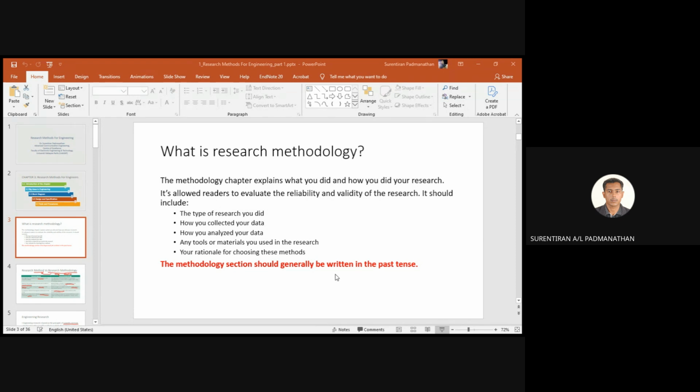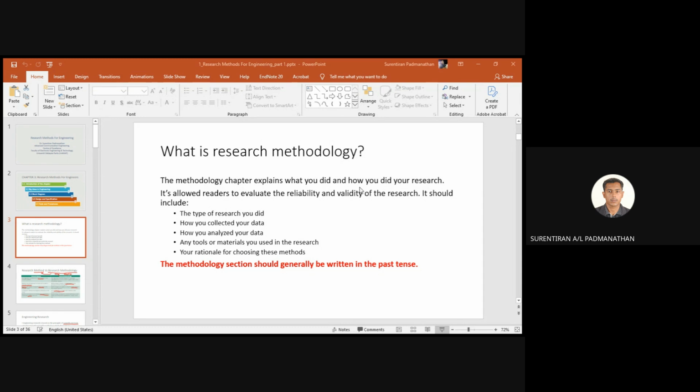So what is research methodology? Now we are looking into the research methodology part. After doing the literature, after you have all the objectives, scopes and limitations, this is the methodology part: what kind of method you want to use to make sure that your project is done in a correct way. The methodology chapter explains what you did and how you did your research. It allows readers to evaluate the reliability and validity of the research.